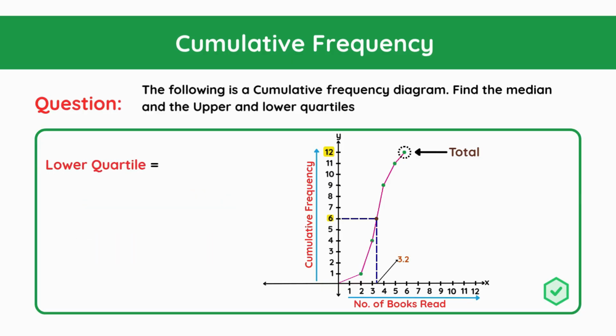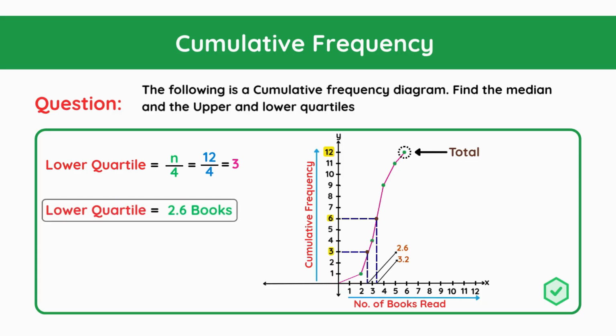Now the lower quartile, which is the value a quarter of the way through the data. Its position is n divided by 4. That's 12 divided by 4, which is 3. So we want the third value. Go to 3 on the vertical axis, across to the curve and down. That reads off at about 2.6. So the lower quartile is 2.6 books.